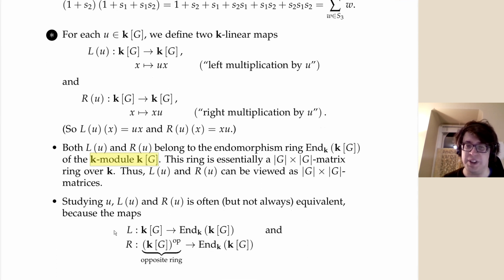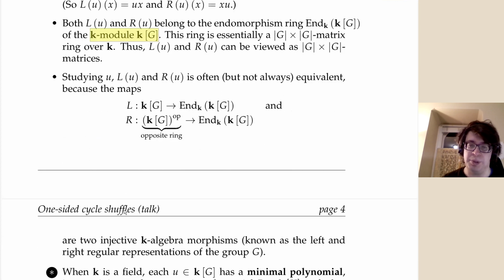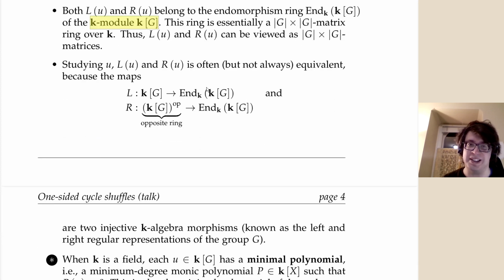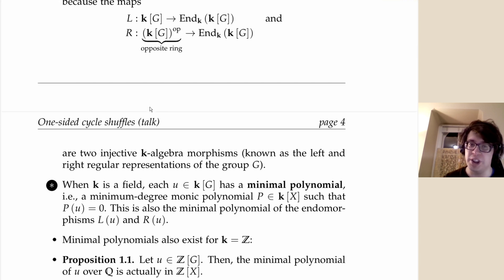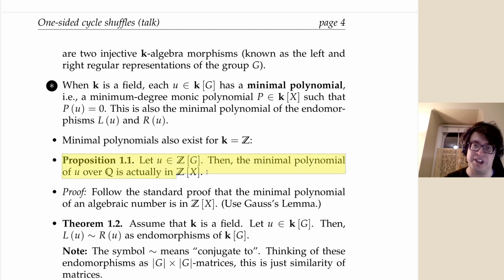Most of the time, it suffices to study one of them, because if you view them as matrices, they are very closely related. When K is a field, each element of K[G] has a minimal polynomial, which is defined as usual. It's the smallest degree monic polynomial that annihilates the element. This is probably very basic stuff, but I couldn't find it written down anywhere. If K is the integers, then this minimal polynomial is also over the integers.